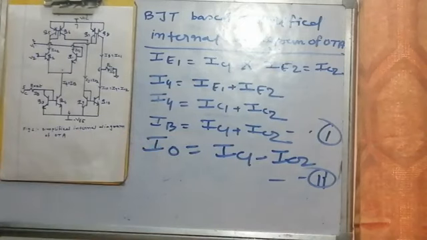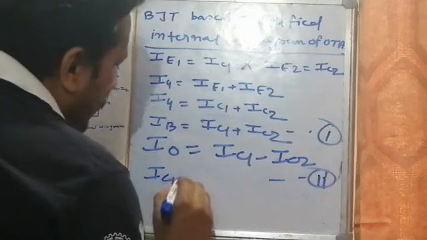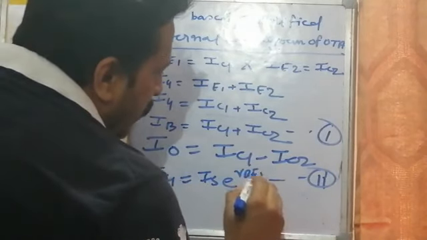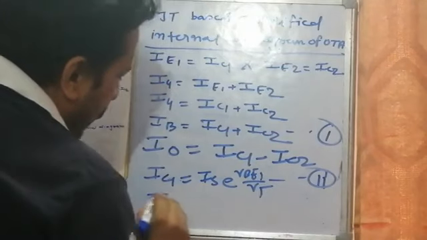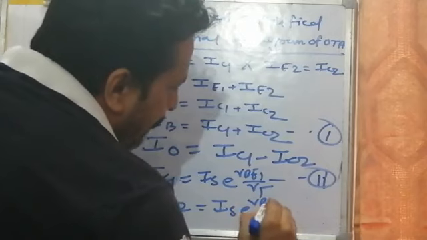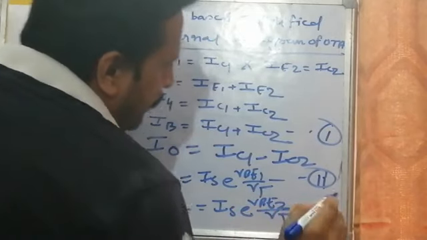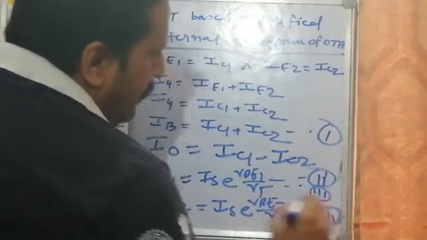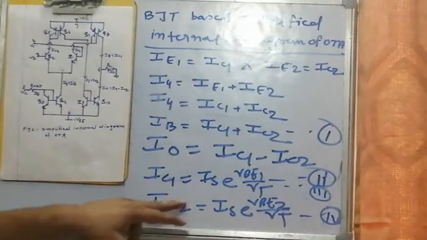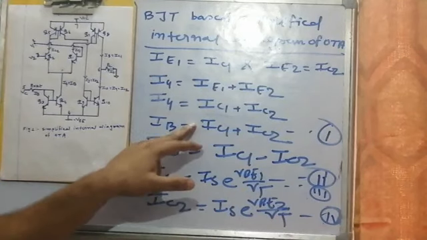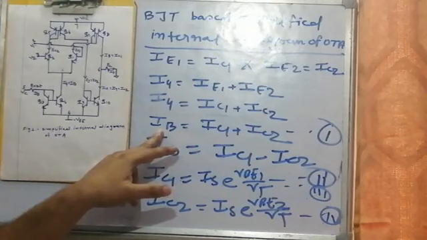And we know from the concept of simple BJT, the value of IC1 is equal to IS e to the power VBE1 by VT, and the value of IC2 is IS e to the power VBE2 by VT. So this is equation 3, and this is equation 4. Now I put the value of IC1 and IC2 in equation 1, and we will find the value of IB.